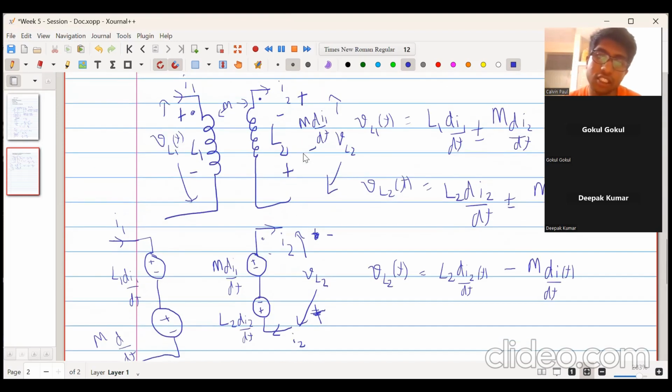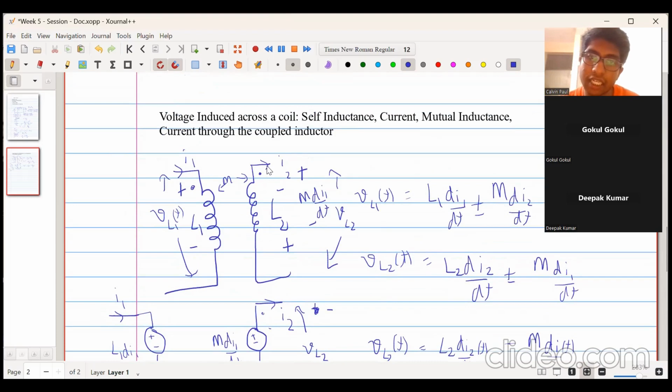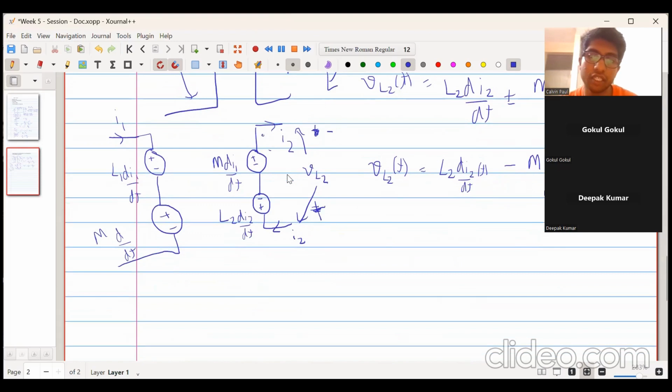Now we want to know the direction of current. Over here, current is flowing out, that is I2 is negative. It is not entering, it is flowing out. So what we write over here is M into d of minus I2 upon dt. So effectively what we get is VL1 of t is equal to L1 di1 of dt minus M into di2 of dt.